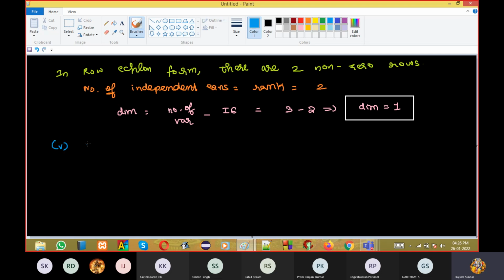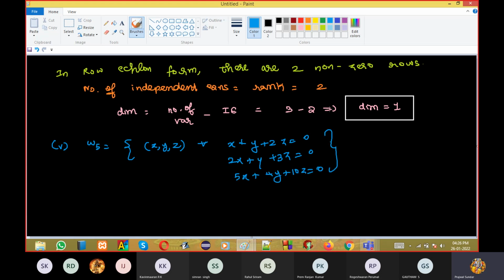So fifth question will be W5 will be x comma y comma z for all x plus y plus 2z, 2x plus y plus 3z is 0, and I'm giving 5x plus 4y plus 10z 0. This is for actually practice of row echelon form. You should try to practice it better. So I'm not giving time to solve. I can do it. Why should we waste time? You understand the method. Now we will do it.